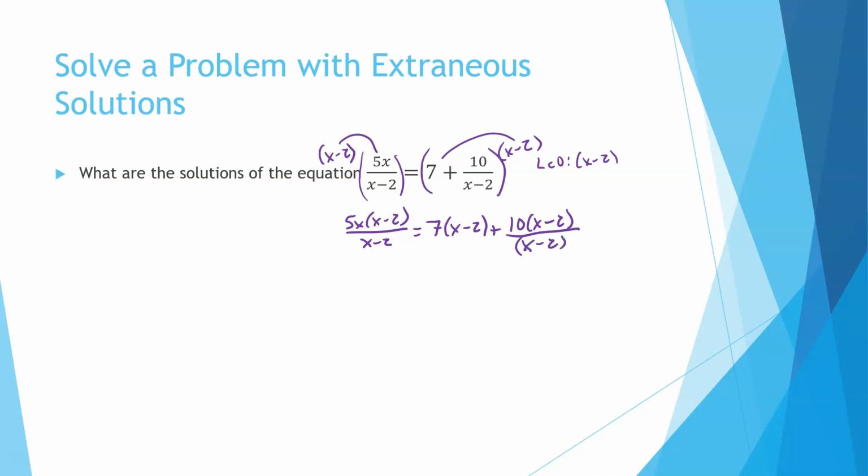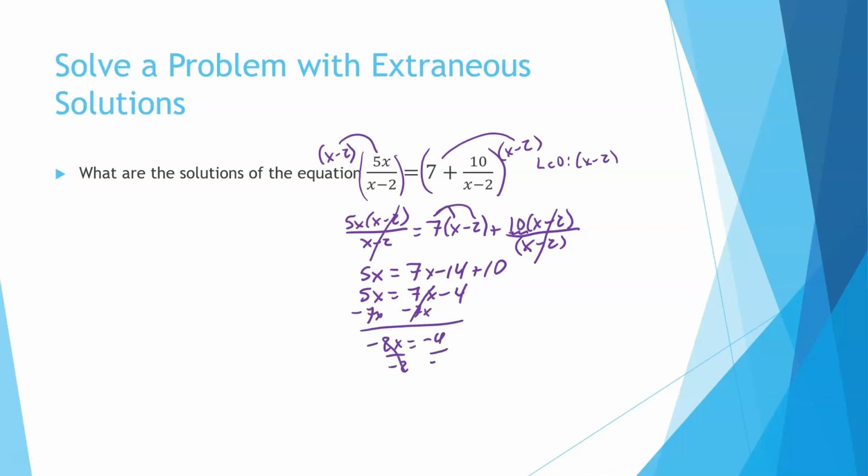Okay, once I find the LCD and multiply everything by it, then I simplify each fraction. These cancel out in both of those fractions. On the left, I'm left with 5x. I'm going to distribute here. I get equals 7x minus 14. And then this only has the plus 10 left. So I have 5x equals 7x minus 4. Subtract 7x. Negative 2x equals negative 4, and divide by negative 2. So my x equals 2.